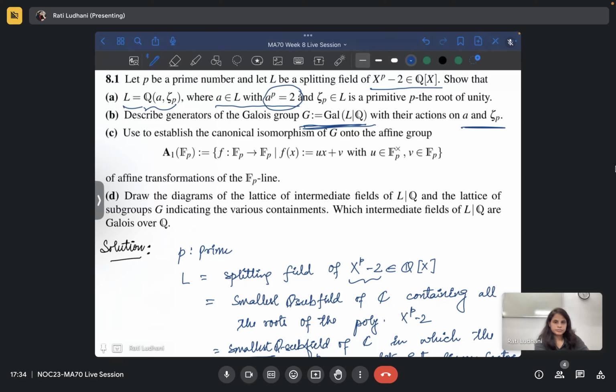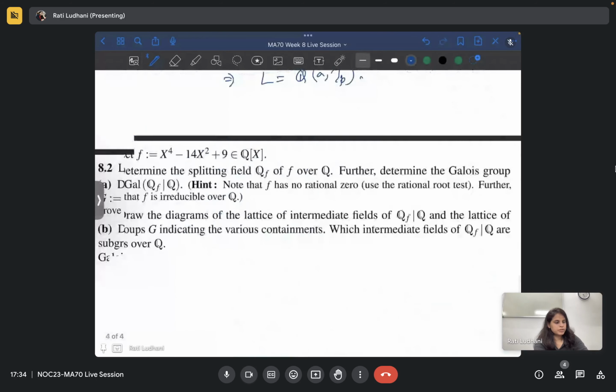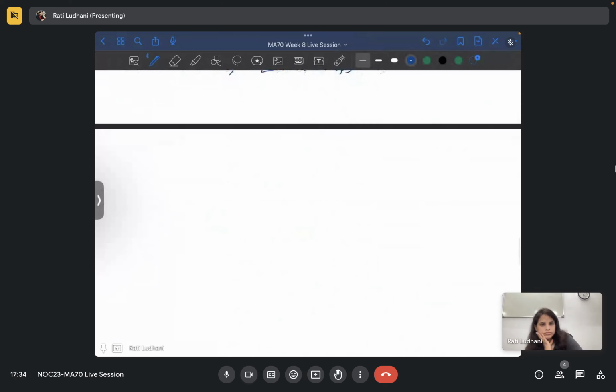Yes, the Galois group is the group of automorphisms from the extension field to itself which fixes the elements of the base field. And what kind of automorphisms? Linear and ring homomorphism. Exactly. Q algebra automorphisms. Yeah, very good, both of you.